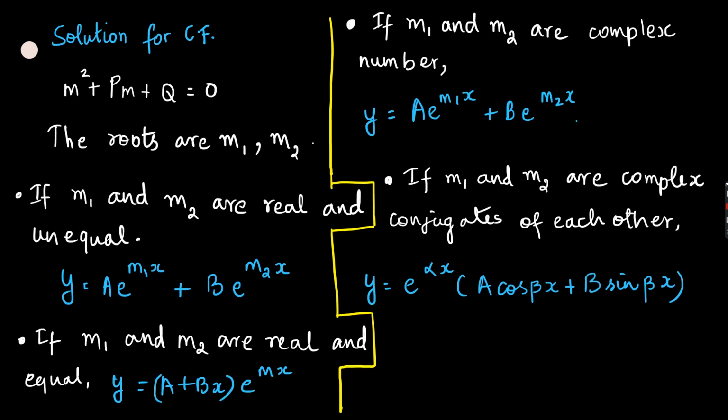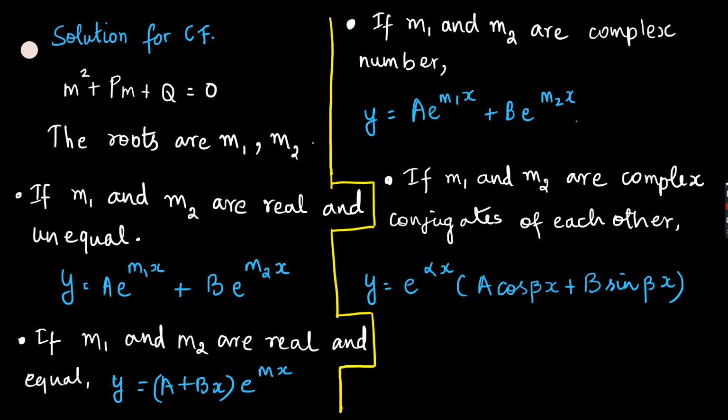Okay, so how do you find the complementary function? You'll have a given differential equation and you're going to write the auxiliary equation for that. This is a quadratic equation, so you're going to get two roots, m1 and m2. Based on the roots, we are going to see what the solutions are. If m1 and m2 are real and different, this is the solution: y is equal to a e power m1x plus b e power m2x. If m1 and m2 are real and equal, that is m1 is equal to m2, then y is equal to (a plus bx) e power mx.